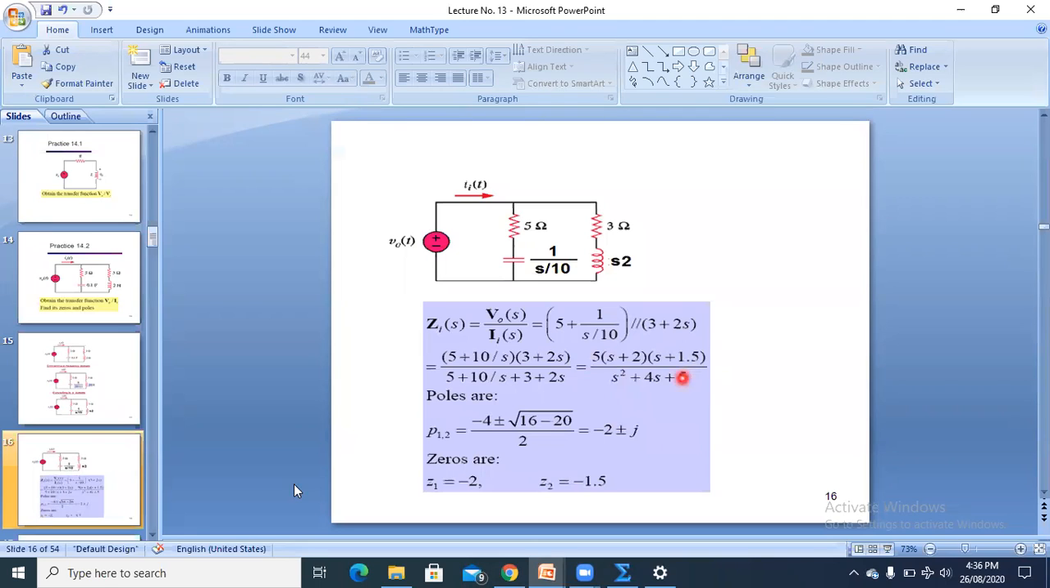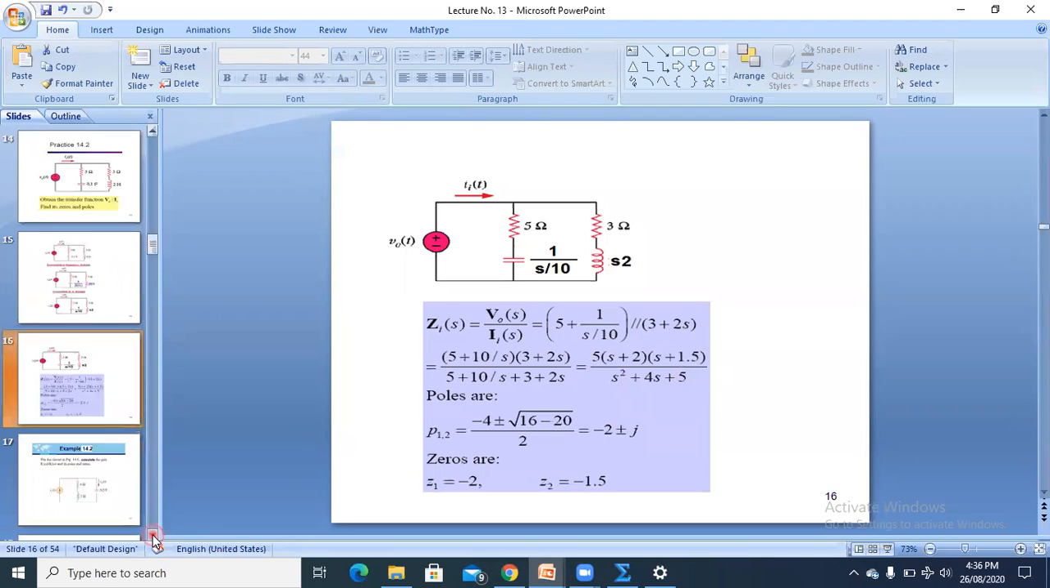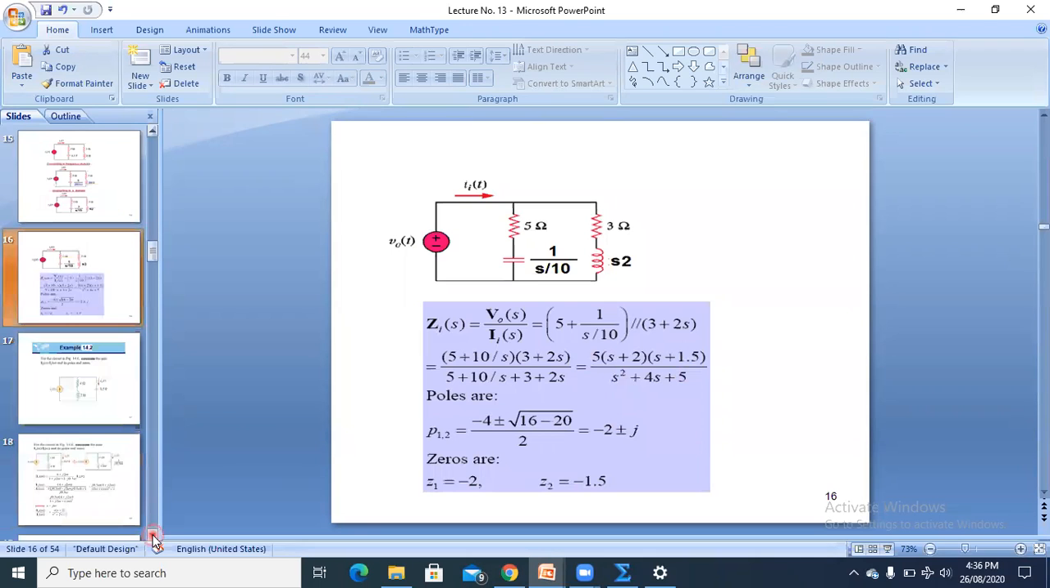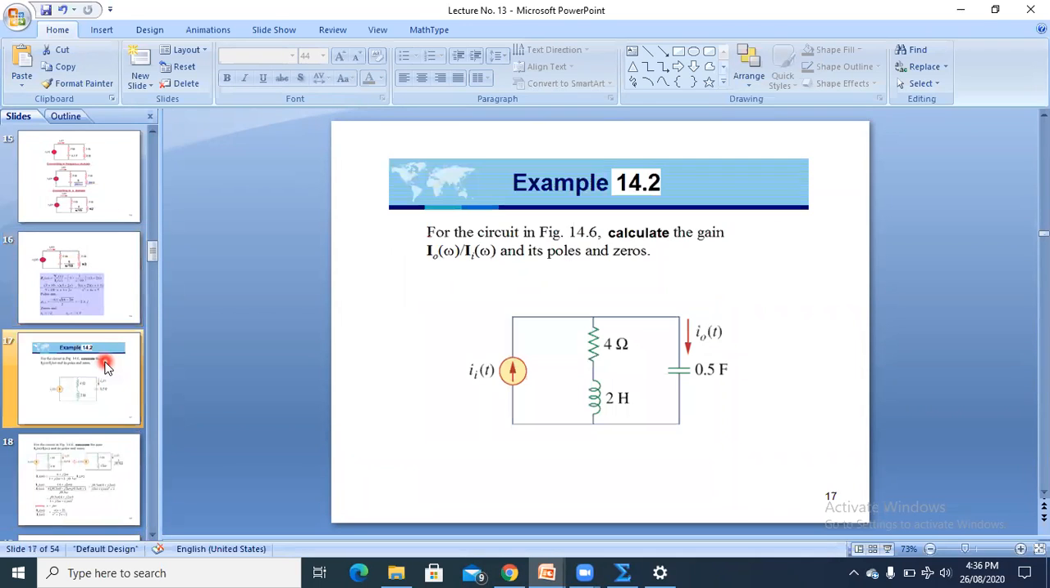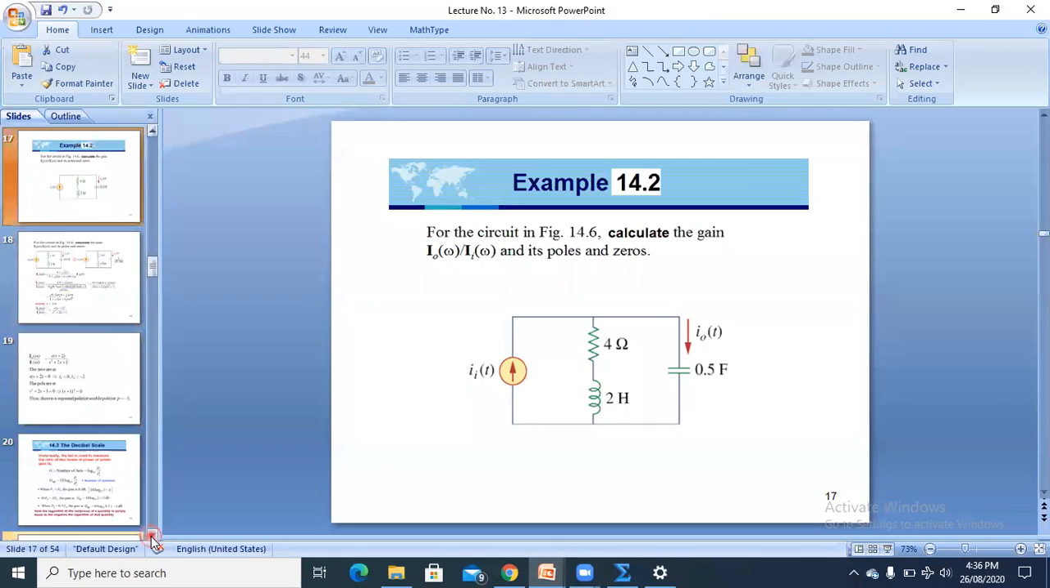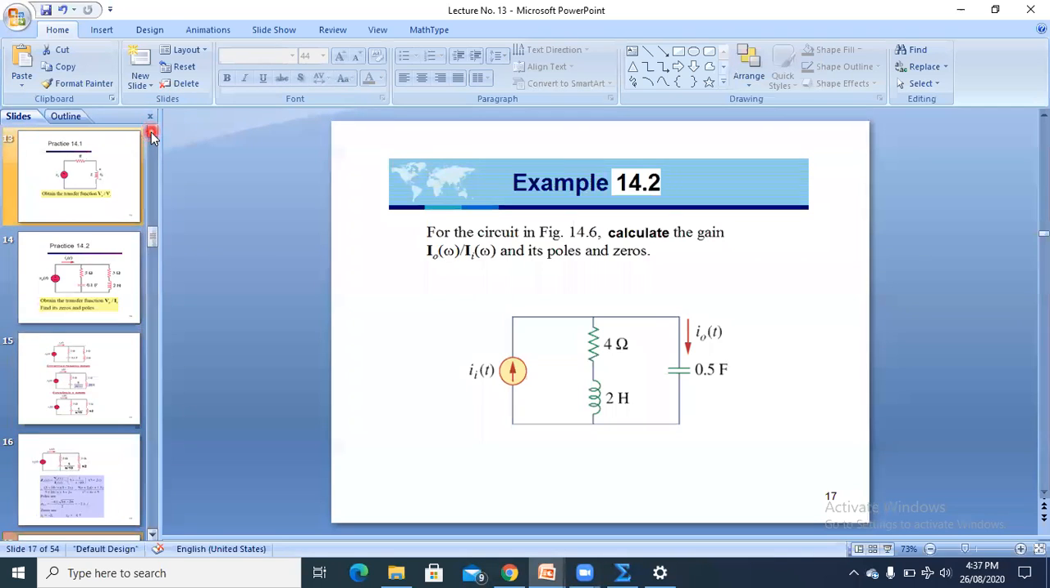So this is all about today's lecture. For an assignment, you can solve this current gain problem for this circuit, and we will discuss this in the next lecture. If you have any questions, you can ask now.